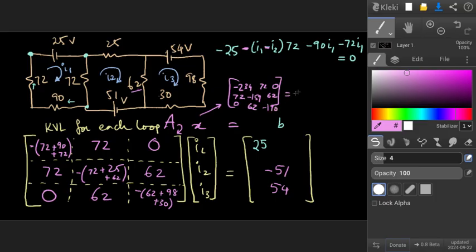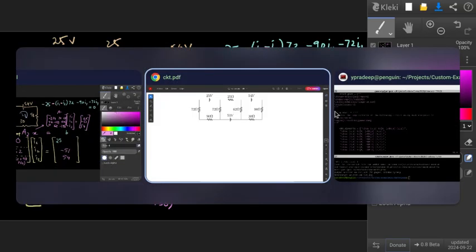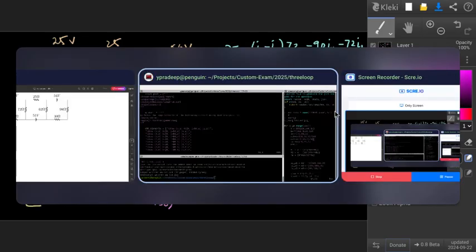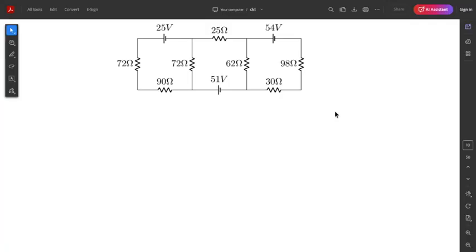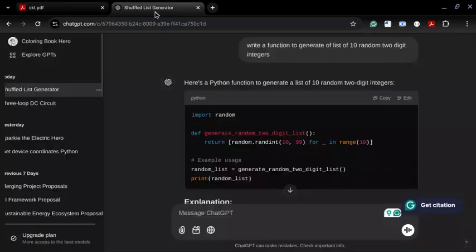Okay, so like this, I got a matrix. Sorry, here I1, I2, I3. All of this is 25, minus 51 and 54. Okay. So at this moment, I'll just quickly go back to our answer, not this.